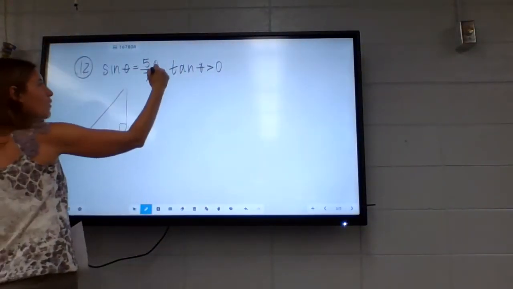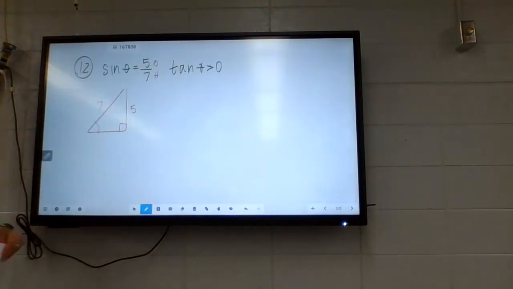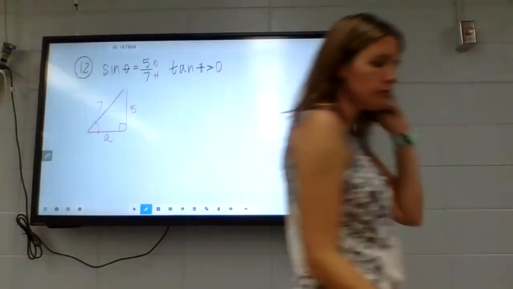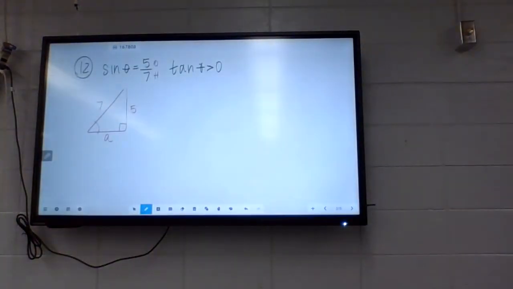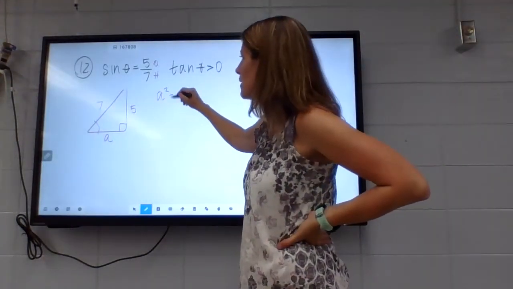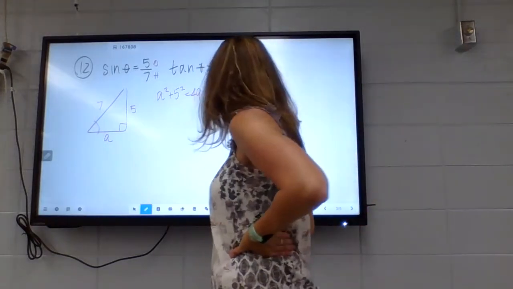This is my O over my H. So my opposite is 5, my hypotenuse is 7. So I'm looking for a little a here. Now in this case, when I go to find that, like I said, it ends up being not a very nice number. Oops, that should be 7 squared. I got ahead of myself.